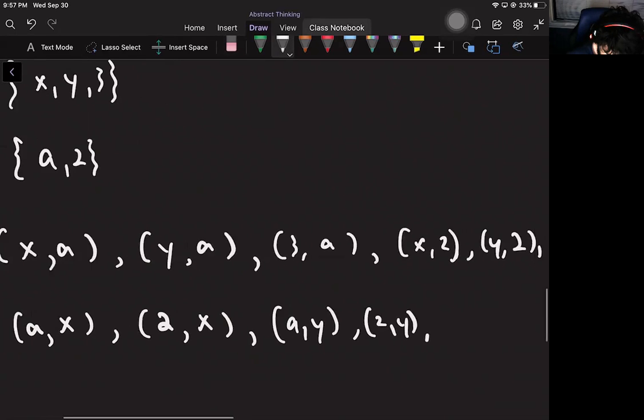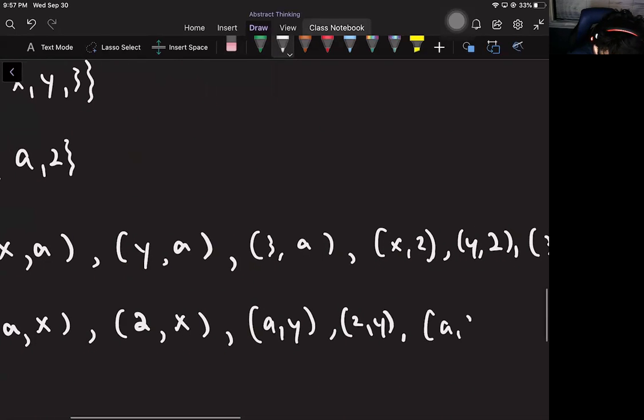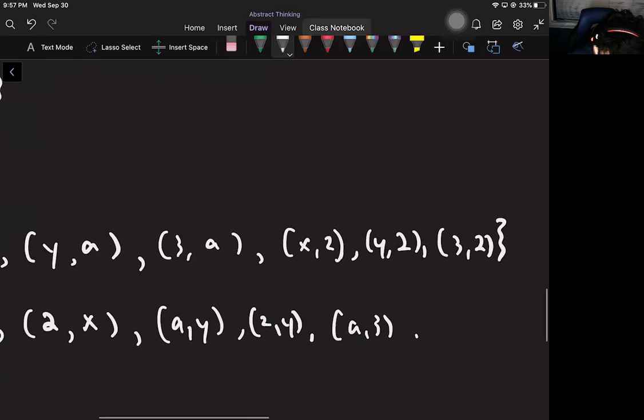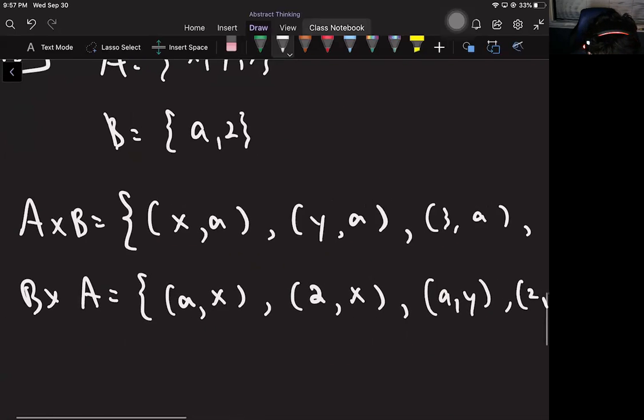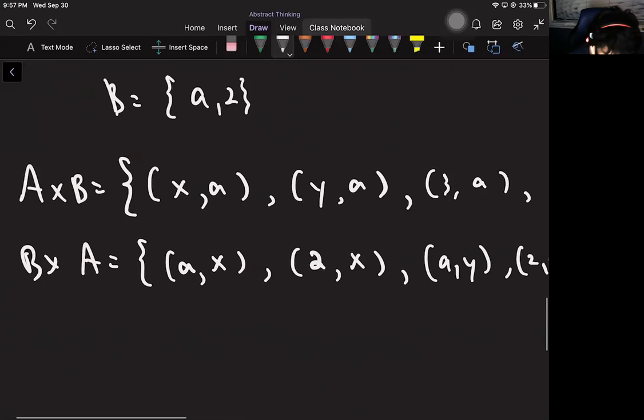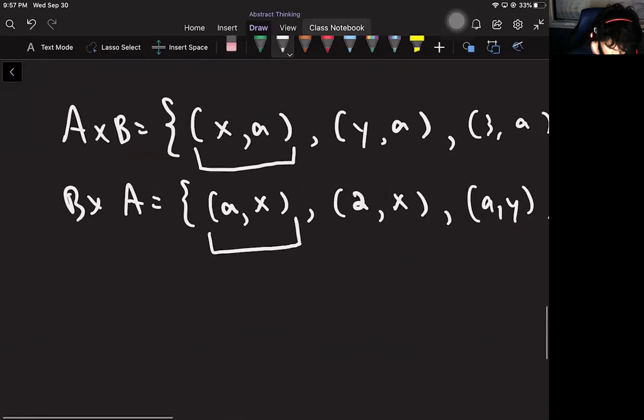And then it could also be 3 for A, and 3 for 2. So these sets look very similar. They both have 6 elements in them, but they are not the same set. And we can just think about these two right now. So not the same.